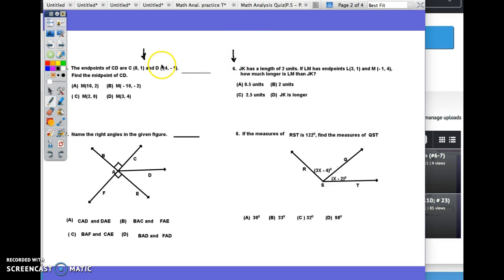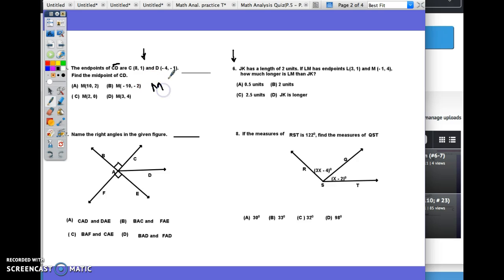Here are a couple of questions from this past test or practice test. I'm going to do this one with you. It says the endpoints of segment CD are C at (8, 1) and D at (-4, -1). Find the midpoint. The midpoint formula is what we'd employ here.